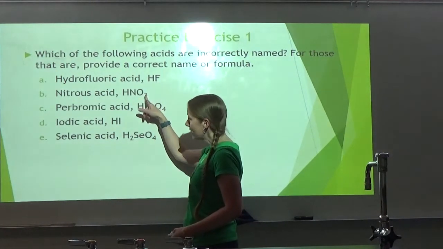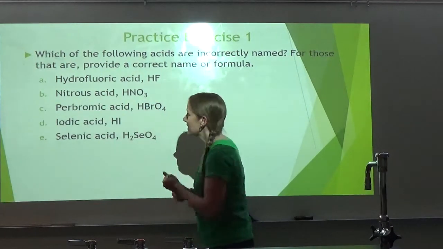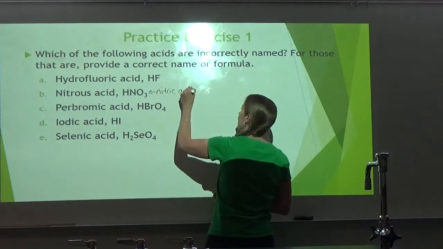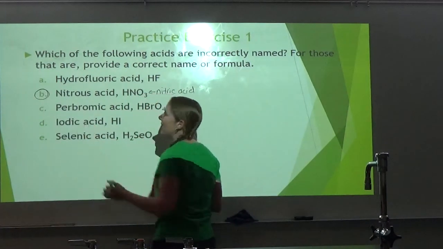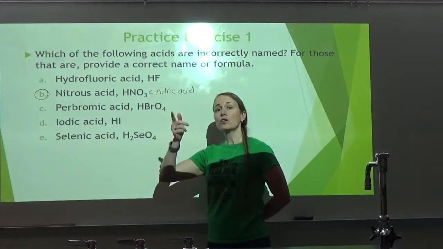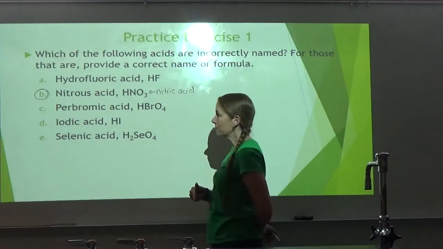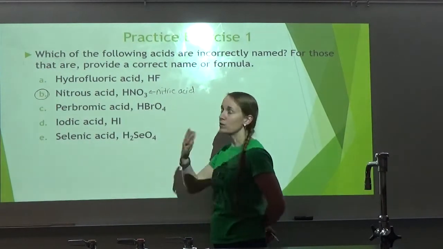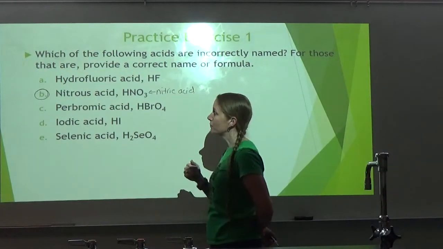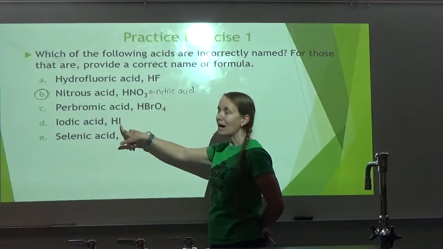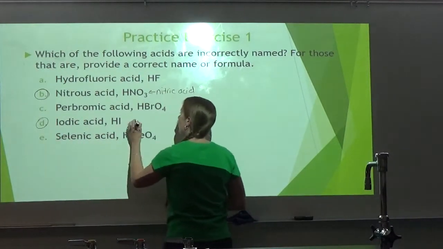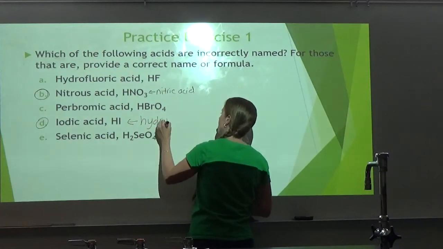NO3 is nitrate, so nitrous acid is not right. This would be nitric acid because ate goes to ic. You can remember: I ate something icky. Perbromic acid, well, perchlorate is ClO4, so perbromic would come from perbromate, which should be BrO4, which is perfect. That one's fine. Iodic acid, well, I, when it's by itself, is iodide, so this should be called hydroiodic acid.